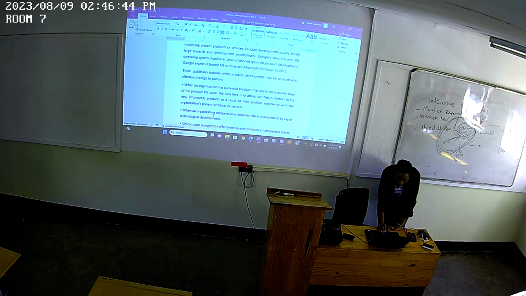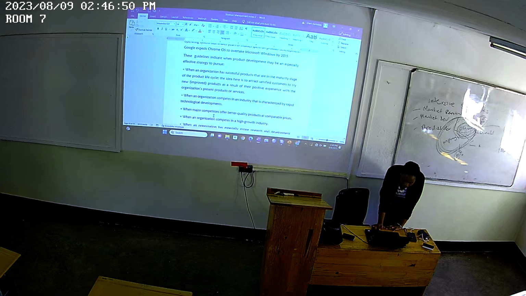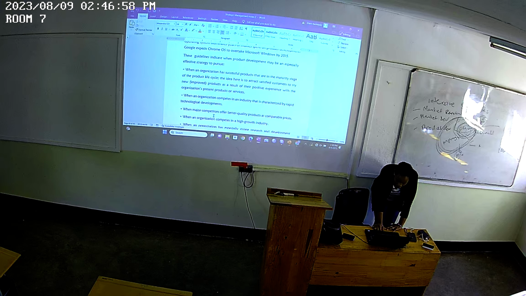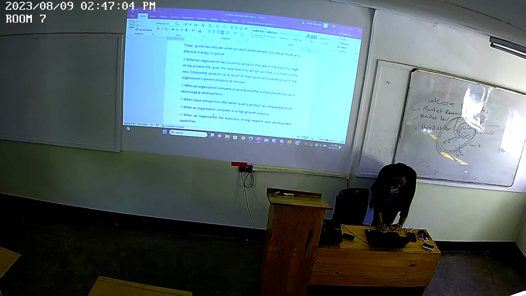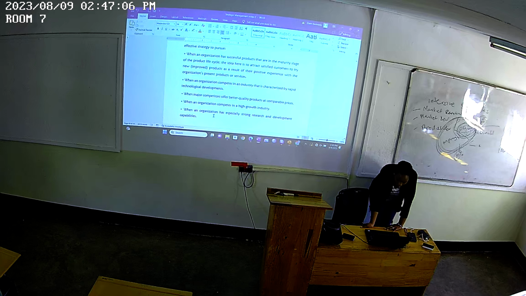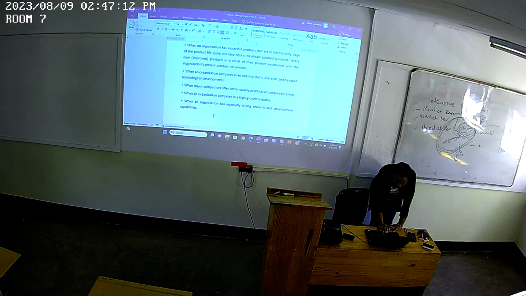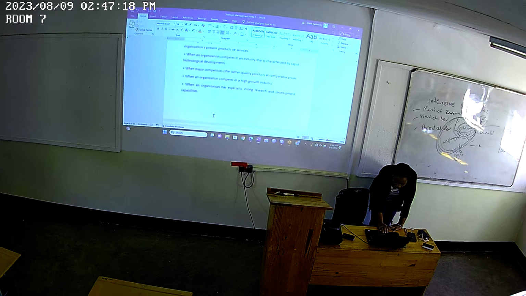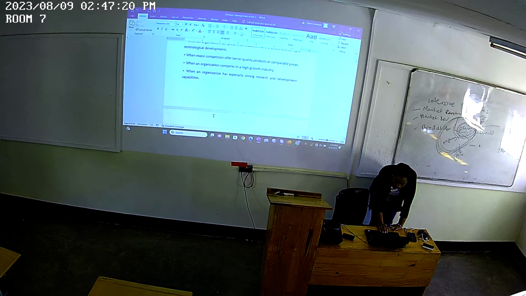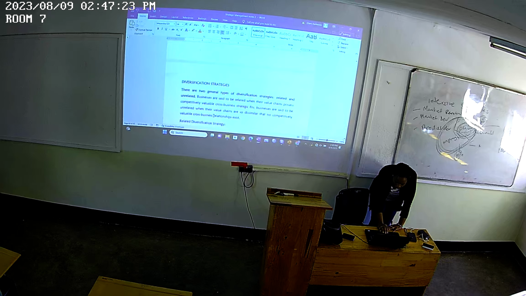Guidelines for when product development may be effective: when an organization has successful products that are in the maturity stage of the product life cycle, when the organization competes in an industry that is characterized by rapid technological development, when major competitors offer better quality products at comparable prices, when an organization competes in a high growth industry, and when an organization has especially strong research and development capabilities.